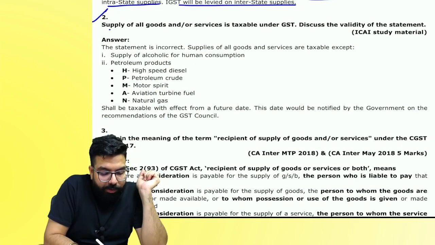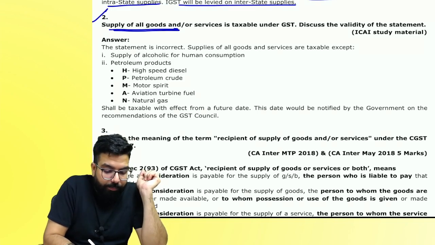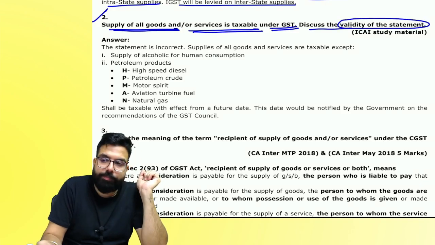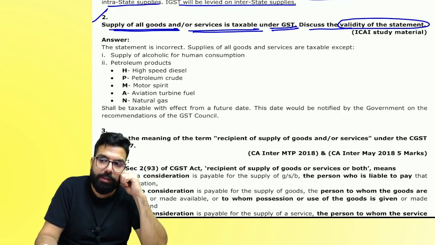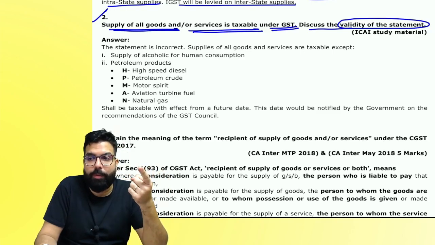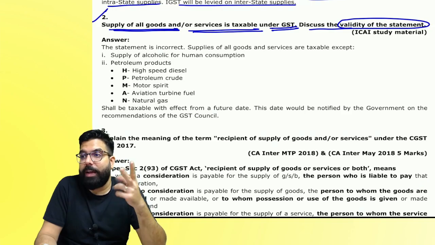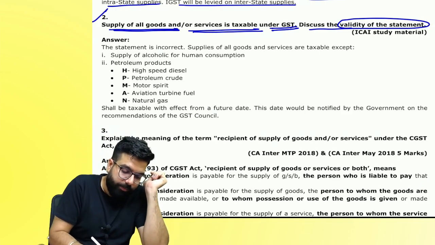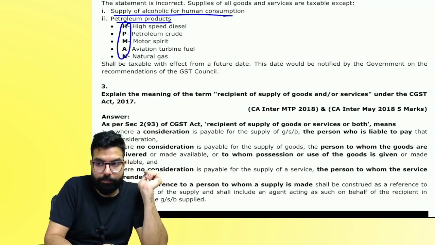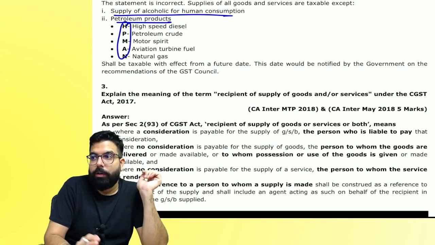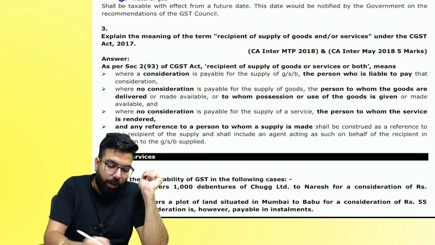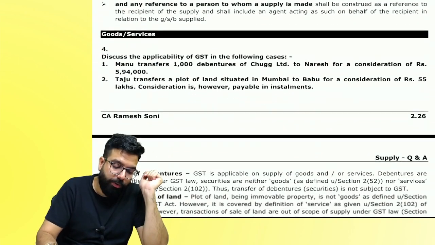Next question. Supply of all goods and services is taxable under GST. Discuss the validity of the statement. Is the statement correct or not correct? Alcoholic liquor for human consumption and petroleum products are not taxable, correct? Are we clear, everyone? Don't write petroleum products as taxable in the exam. What is non-taxable? Don't do that. Can we go ahead to the next? What do you mean by recipient? As of now, I'm not teaching you.